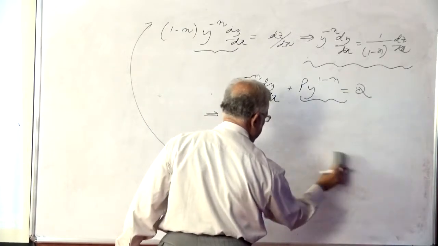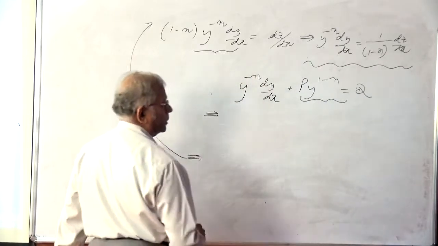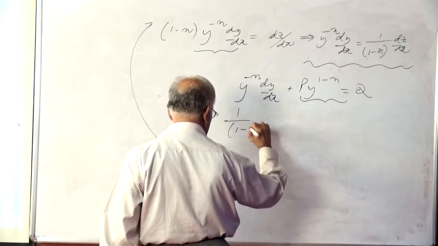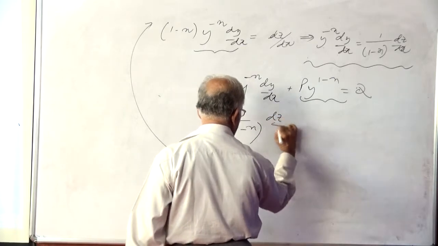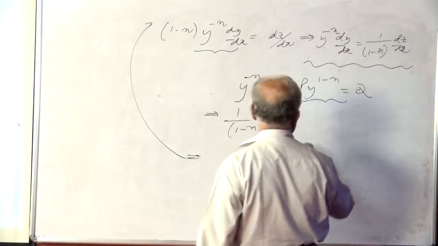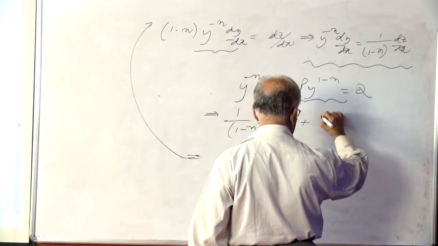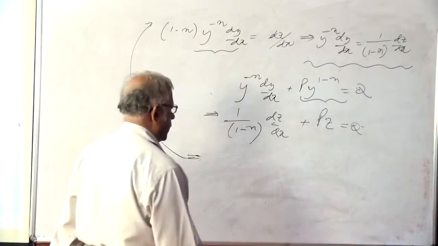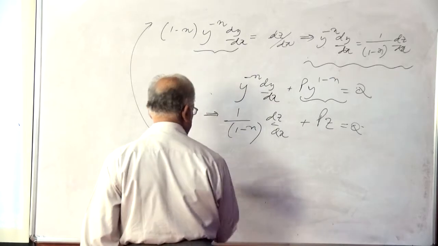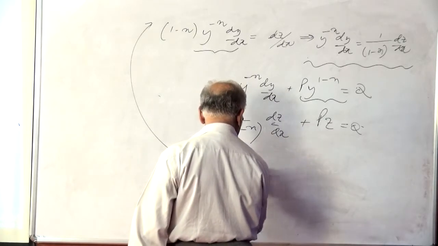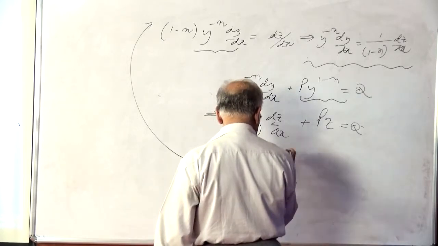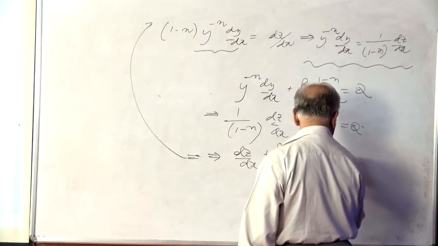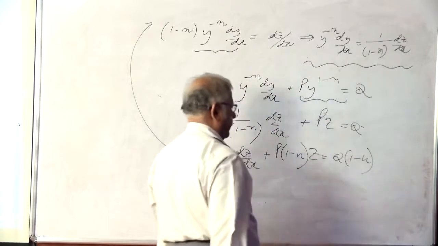We can modify the equation to 1 over 1 minus n dz/dx plus P z is equal to Q. In other words, this implies that dz/dx plus P into 1 minus n times z is equal to Q into 1 minus n.